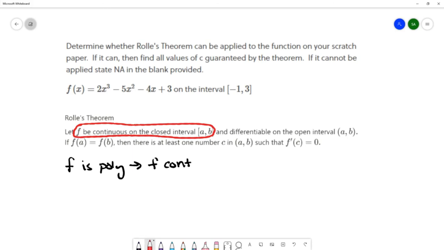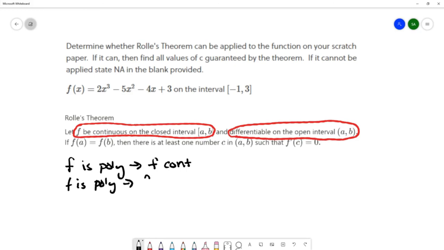The next criteria is that our function is differentiable on the open interval, and also because our function is a polynomial function, we know that it is differentiable. And if you're not sure, try calculating the derivative. If you're able to calculate that derivative, then the function is differentiable. So then the last criteria is that we need f of a to equal f of b. This one's not quite as obvious, so we need to check that one.